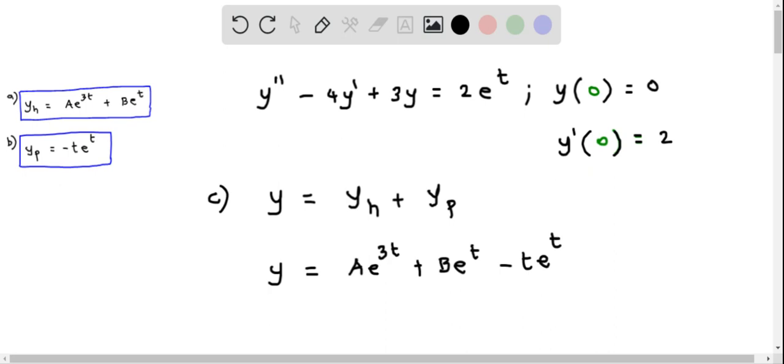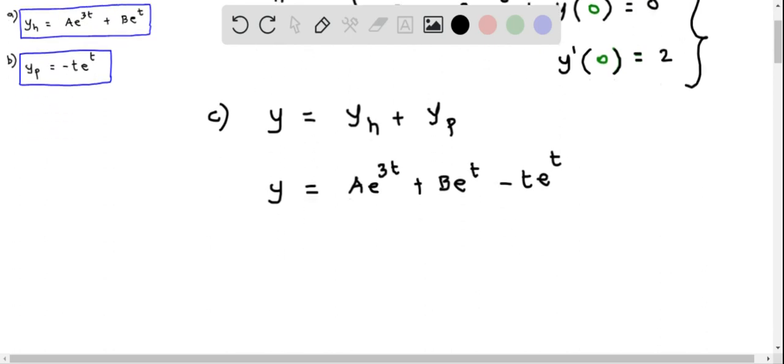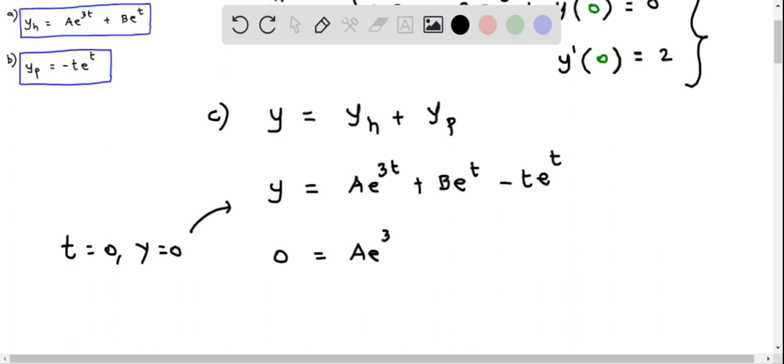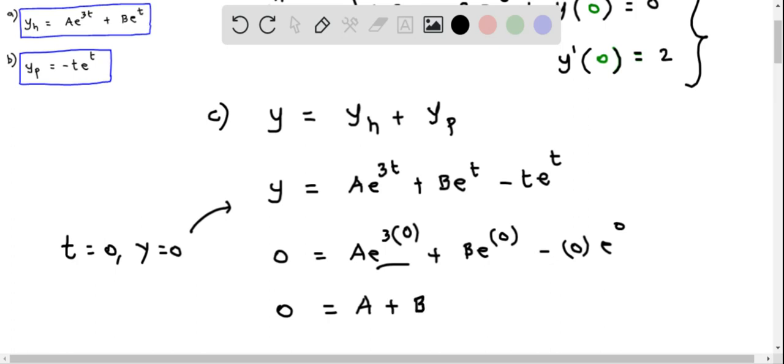And here we have to determine the constants a and b. For that, we will utilize the initial conditions given. y of 0 equals 0 and y prime of 0 equals 2. So first we will utilize this initial condition y of 0 equals 0, which means when t equals 0, y equals 0. Let's plug it over here. So therefore 0 equals a e power 3 times 0 plus b e power 0 minus 0 times e power 0. And here e raised to the power of 0 is 1. So this will become a times 1 is a plus b times 1 is b. And this term is 0.